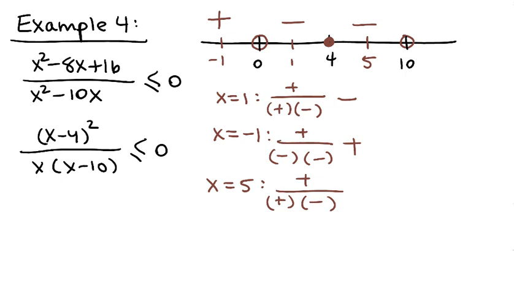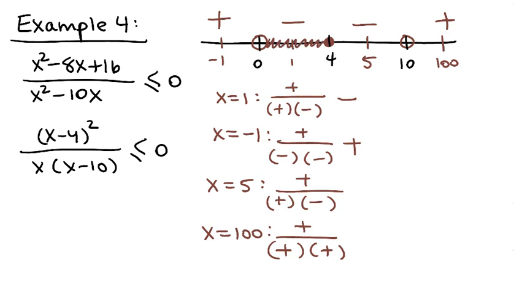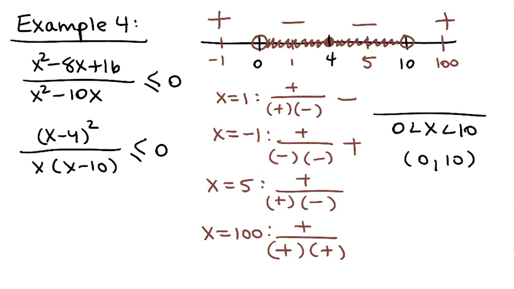And then I'm going to choose something bigger than 10, like 100. So x equals 100. I'll have positive over positive times positive, so it'll all be positive. So my solution region in this case is going to be all of these, including the 4, and all the way up to 10. So really it's just 0 is less than x is less than 10, or x is between 0 and 10. So it's an interval if you like. And that's why you really want to be careful about just plugging in one value and then alternating. You don't want to do that.